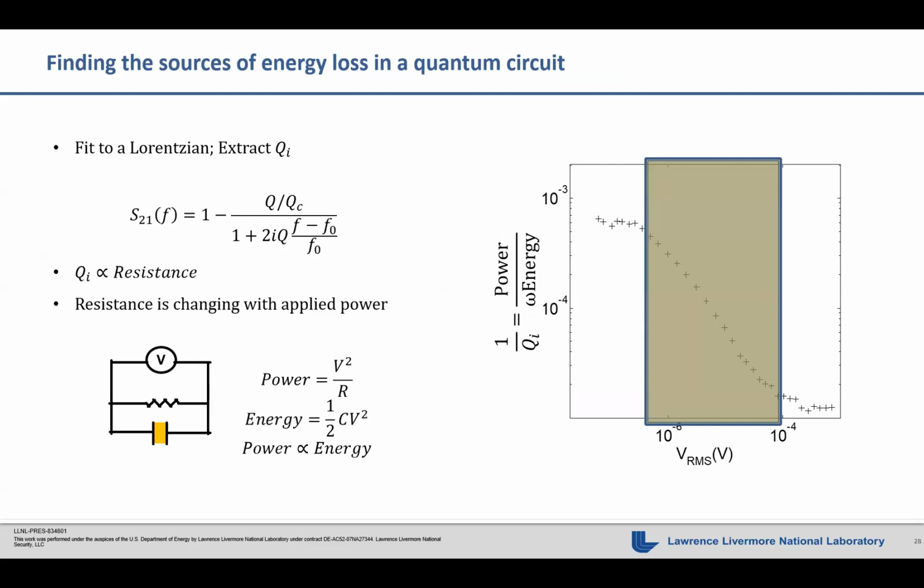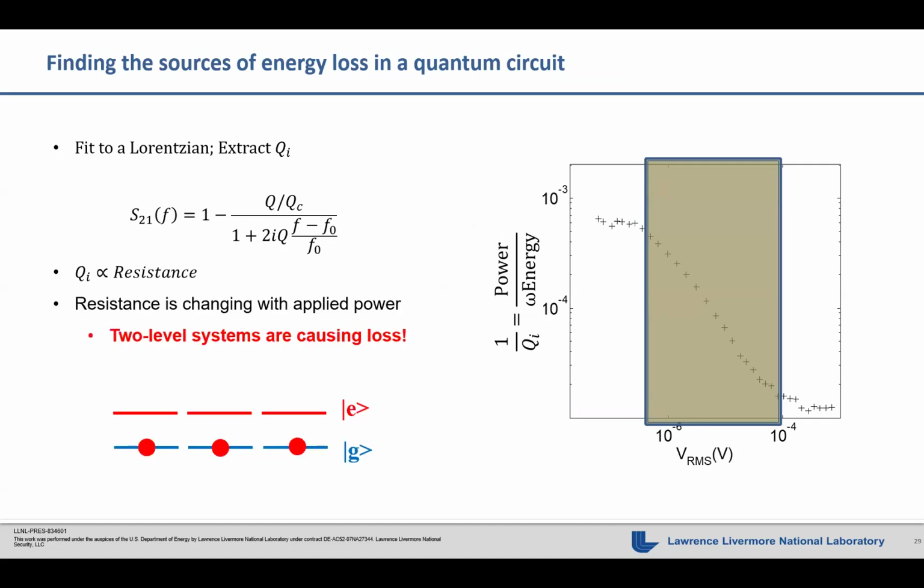But this section over here, you actually have a nonlinear loss. And that's telling us something actually very important. It's telling us that the sources of loss are finite. They can only accept a certain amount of energy. We model this with a 2-level system model.